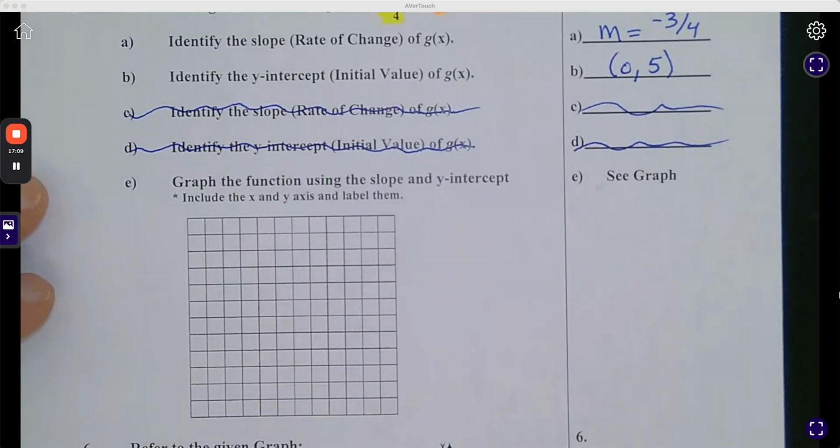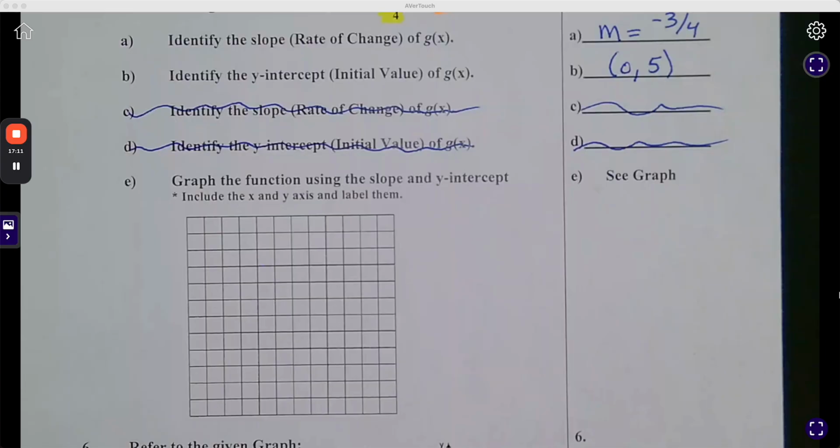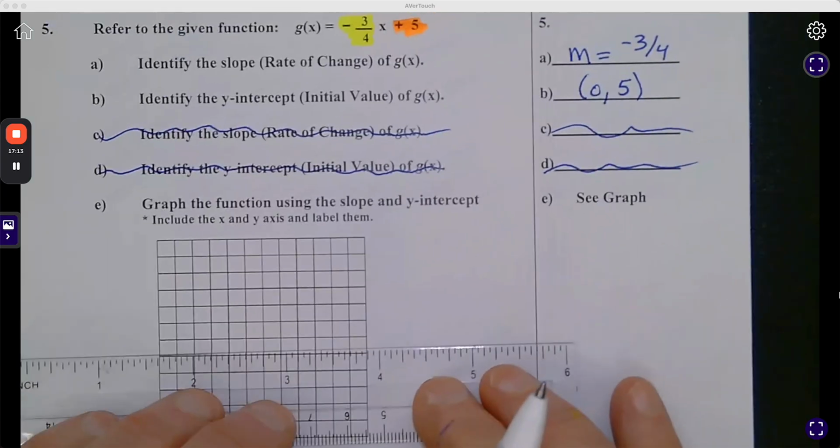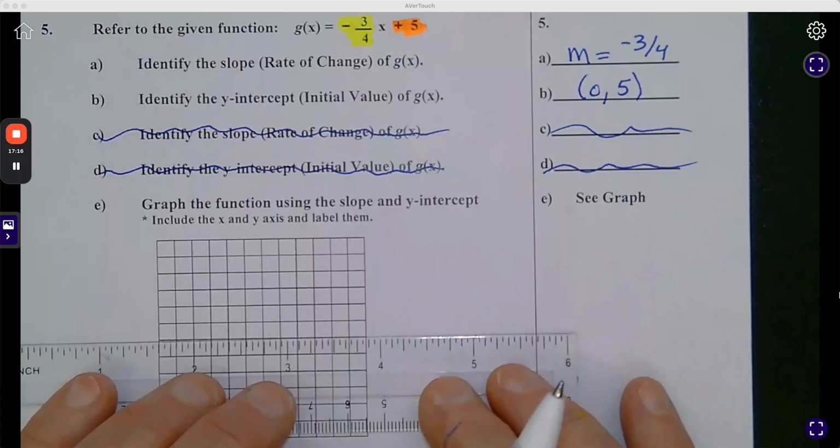Let's graph it. They're going to ask me to build the axis this time. I think that's good practice. So I'm going to go to the middle.